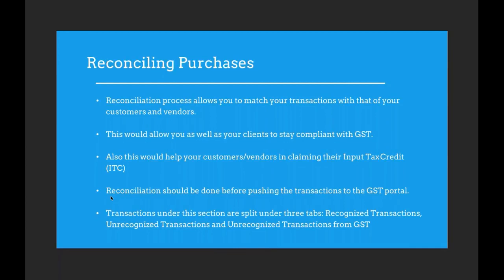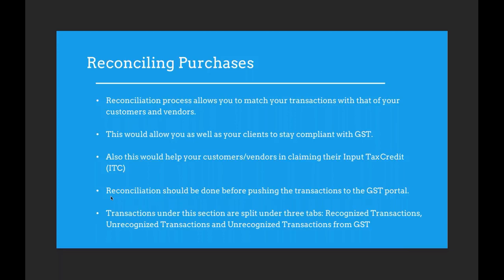When it comes to reconciling your purchases, there are 3 things here. In certain cases, let's say you and a specific vendor did 3 transactions this month. While pushing these transactions, you have pushed all the 3 transactions, and the vendor has also pushed all the 3 transactions. So when both of you have pushed in all these transactions perfectly, then that's a perfect match. In such cases, you don't have to reconcile any purchases. They are also known as recognized transactions.